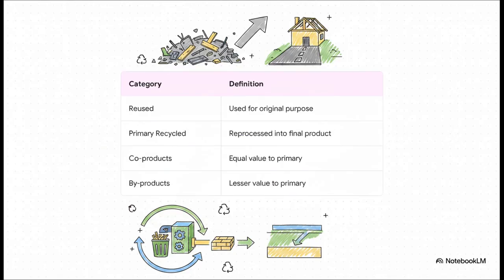Let's quickly unpack exactly what counts as recycled or remanufactured under these rigorous definitions. Reused materials are recovered and used for the exact same purpose they were originally conceived for. Primary recycled materials are actively reprocessed into a totally new final product or component. The definition also includes co-products, which hold an equal value to the primary materials, and byproducts, which have a lesser value. All of these get added together to build your recycled numerator.